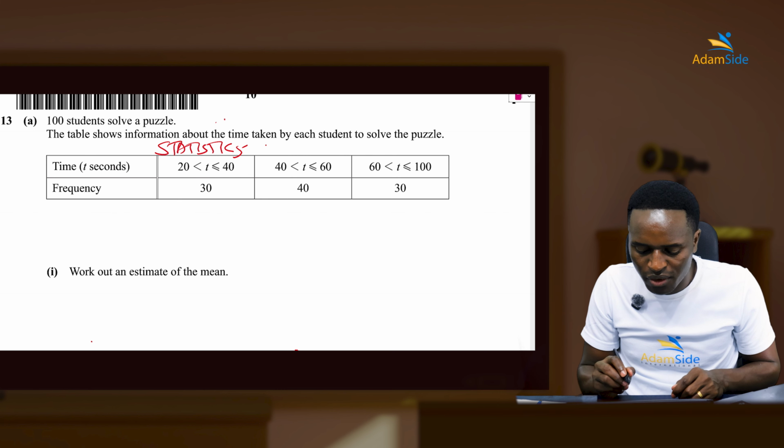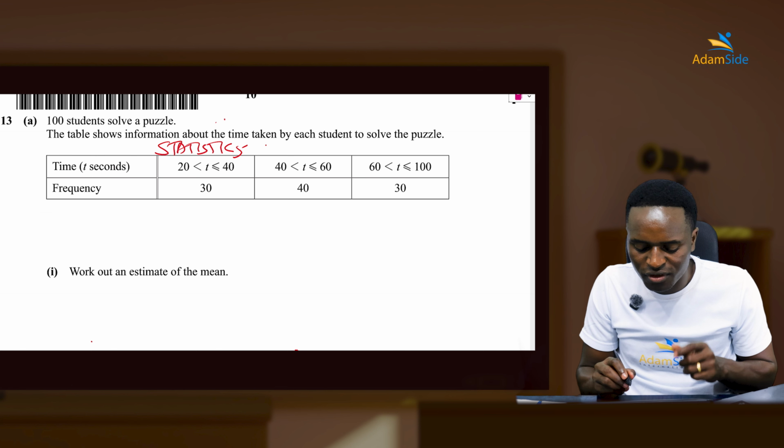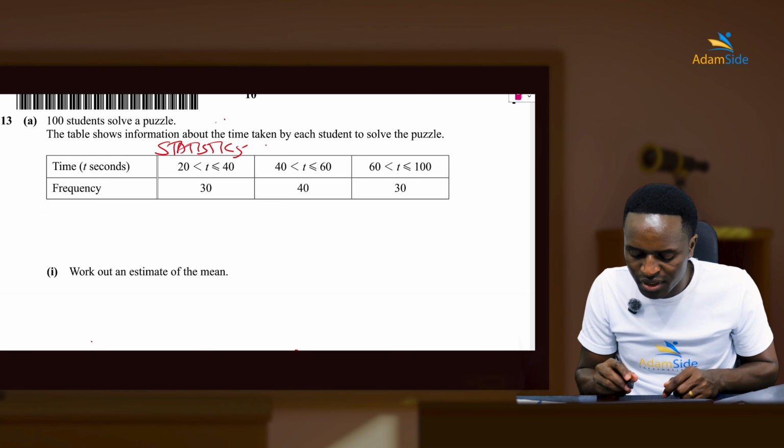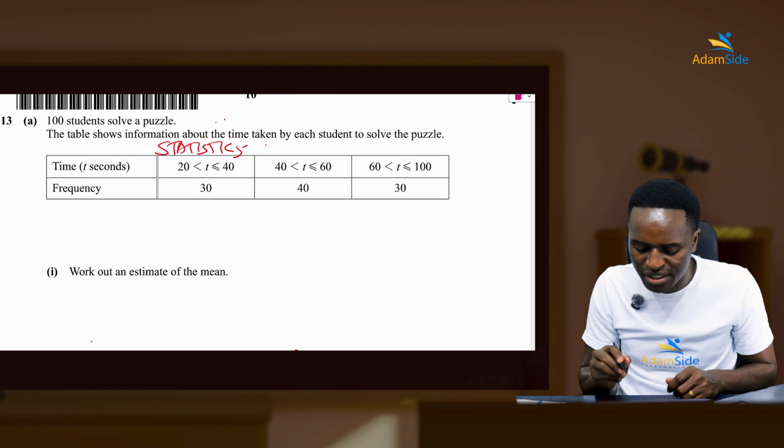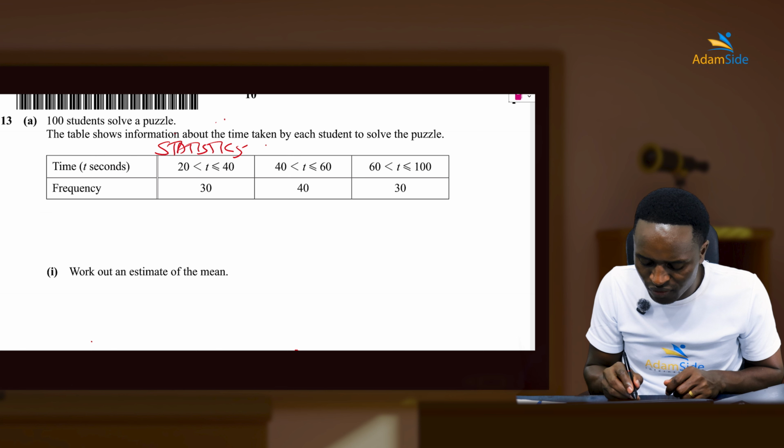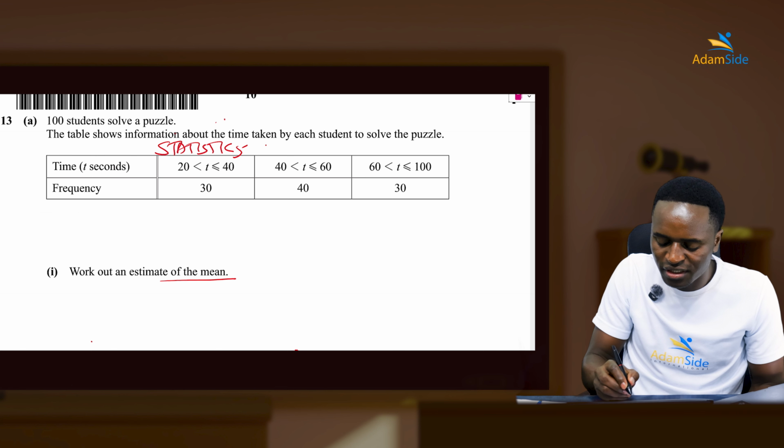And here we're talking about 100 students who are supposed to solve a puzzle. The table shows information about the time taken by each student to solve the puzzle. Work out an estimate of the mean. So the grouped data is given in ranges.